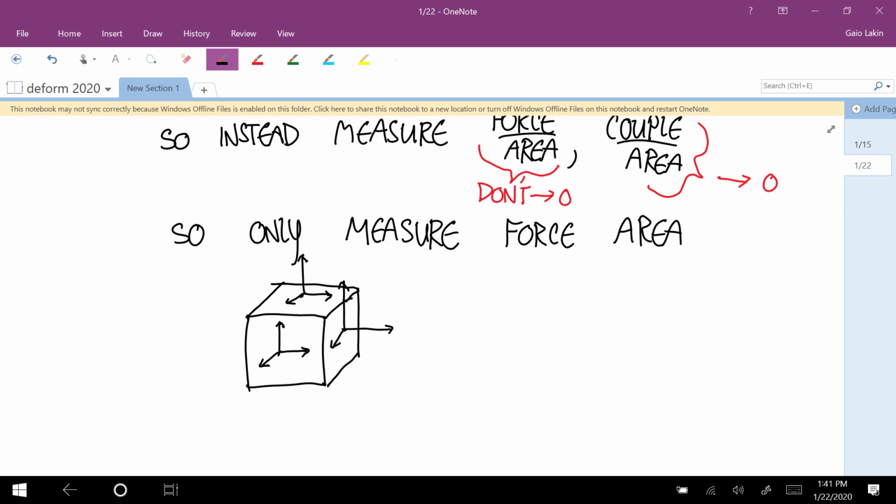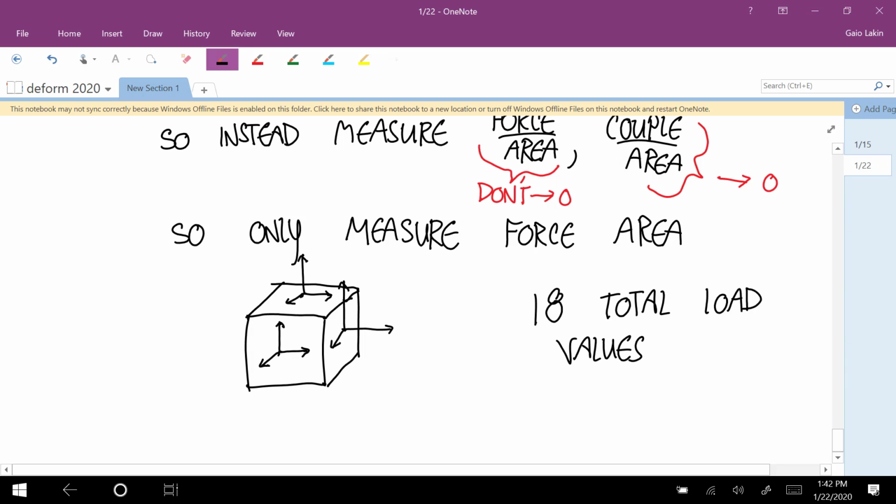So it's showing 3, that's 9. It's hiding all of the 3 other faces. So now we're down to 18 total load values. Okay, so that's what we did with the first step.